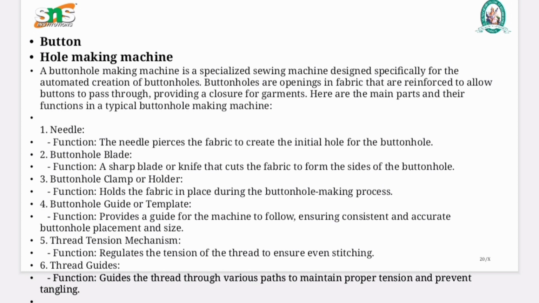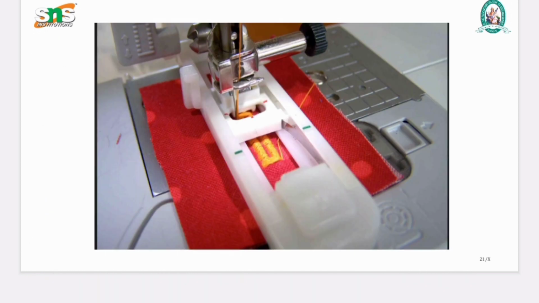Buttonhole making machine. A buttonhole making machine is a specialized sewing machine designed specifically for the automated creation of buttonholes. Buttonholes are openings in fabric that are reinforced to allow buttons to pass through, providing a closure for garments. Needle. The needle pierces the fabric to create the initial hole for the buttonhole. Buttonhole blade, a sharp blade or knife that cuts the fabric to form the sides of the buttonhole.